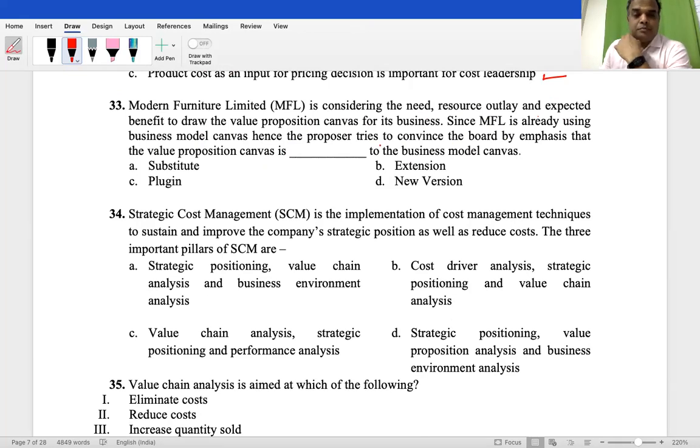Modern Furnitures Limited, MFL, is considering the need, resource outlay, and expected benefit to draw the value proposition canvas for its business. Since MFL is already using the business model canvas, the proposer tries to convince the board by emphasizing that the value proposition canvas is dash to the business model canvas. Substitute, extension, plugin, or new version? Plugin is the correct answer. Already they are using the business model canvas, am I right or not?